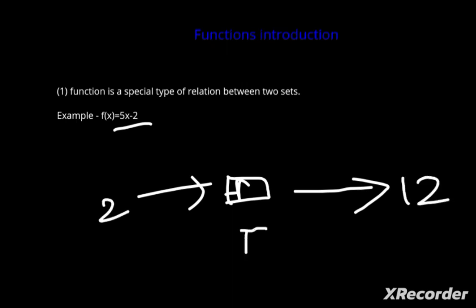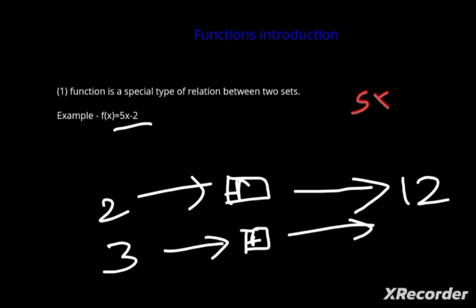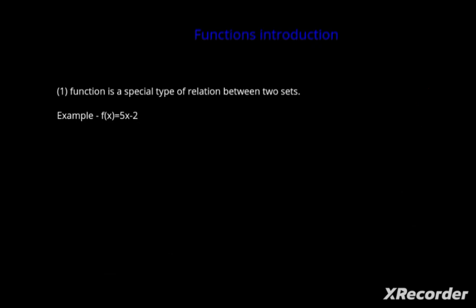We can insert any other number also. For example, 3. If we insert the number 3, it becomes 5 into 3 plus 2. 5 times 3 is 15, and 15 plus 2 is equal to 17. So if we input 3 in the function box, we will get 17. Okay, we can take another example too.